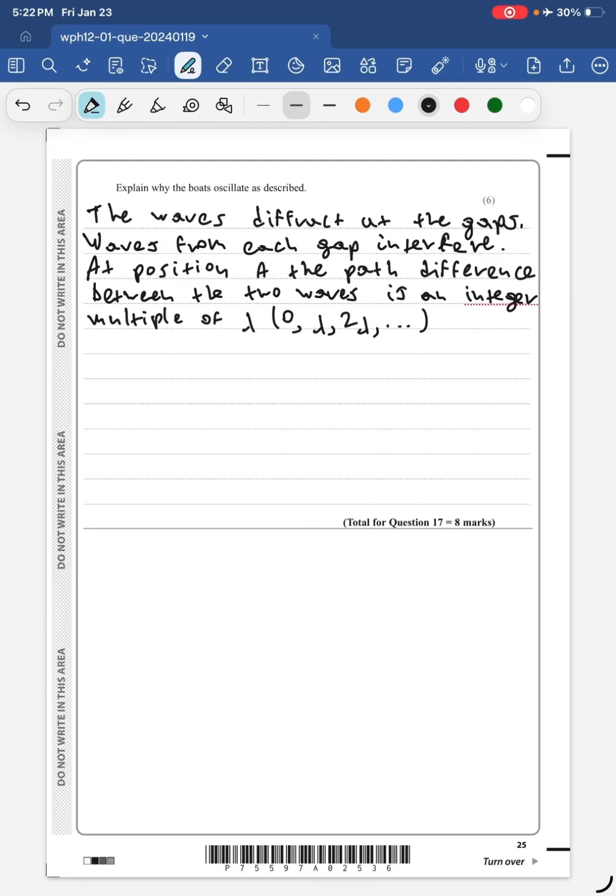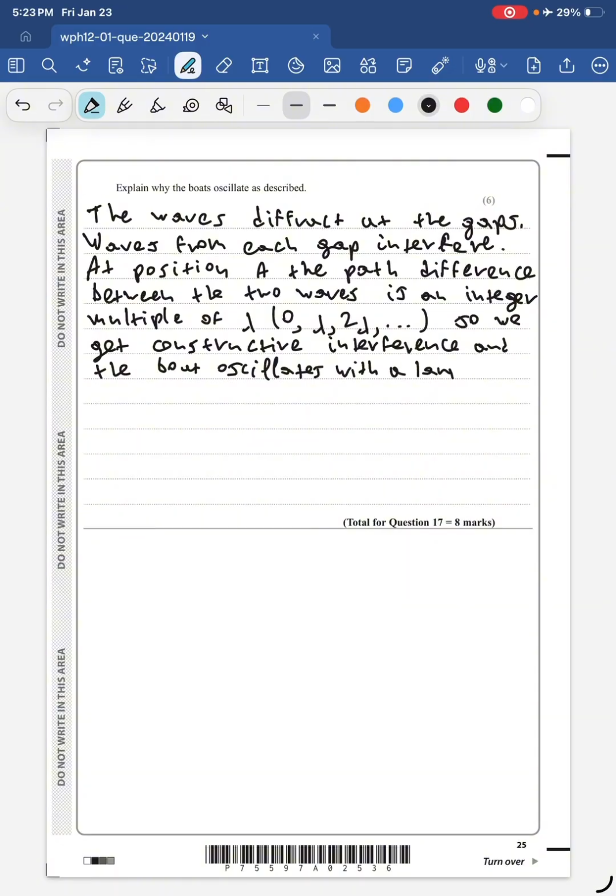Okay, so we get constructive interference, and the boat oscillates with a large amplitude. Okay, I'm going to call it A.